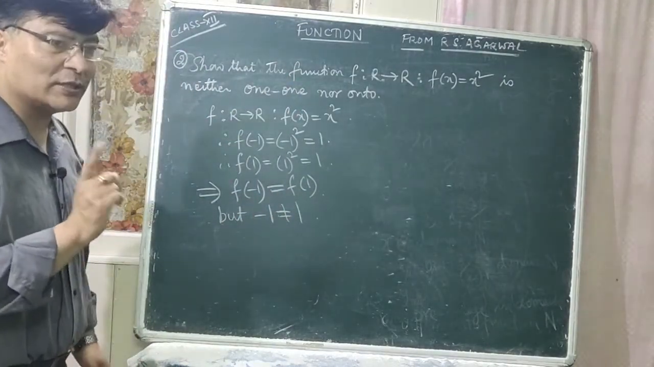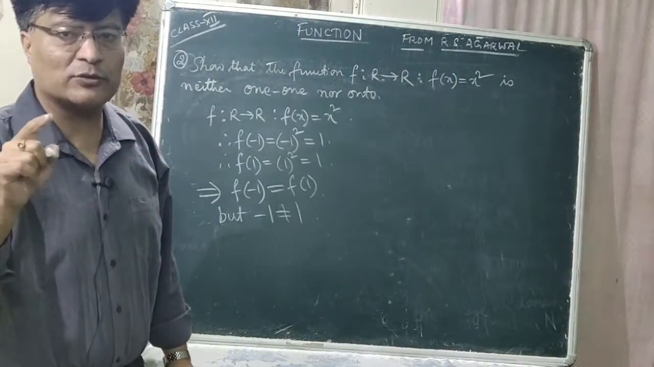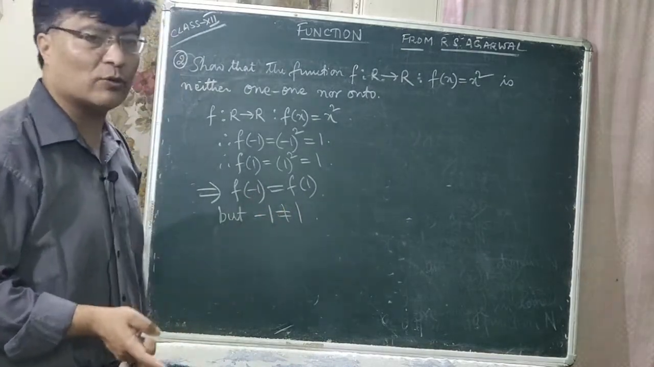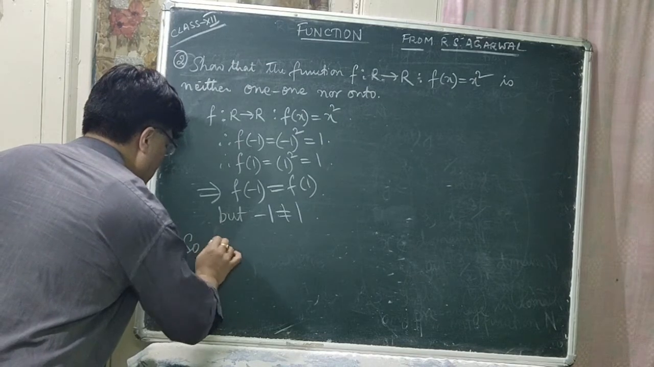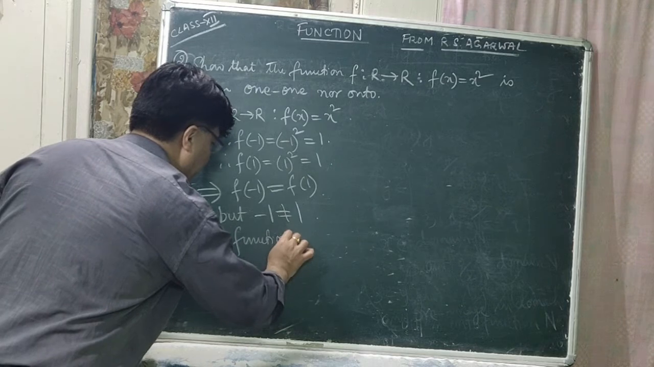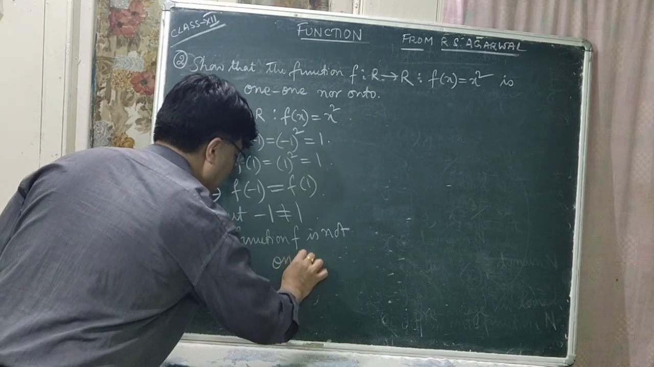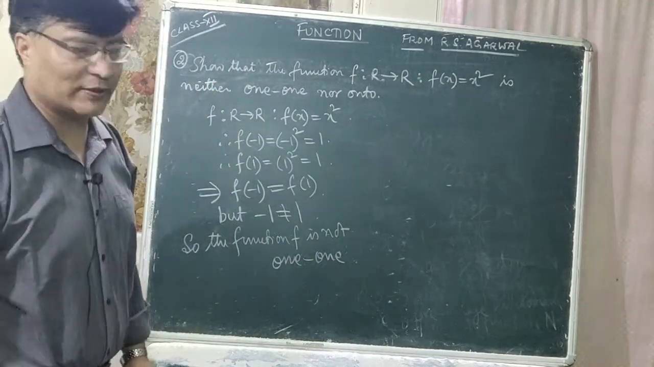For a 1-1 function, it should be such that if f of x1 is equal to f of x2, then it should imply x1 is equal to x2. But in this case, minus 1 is not equal to 1. So the function f is not 1-1. This is a many-one function, right?